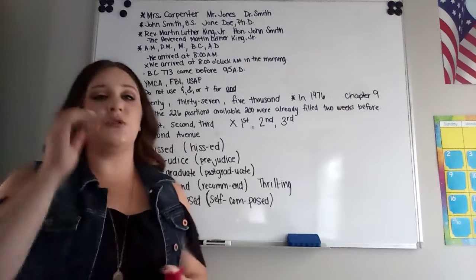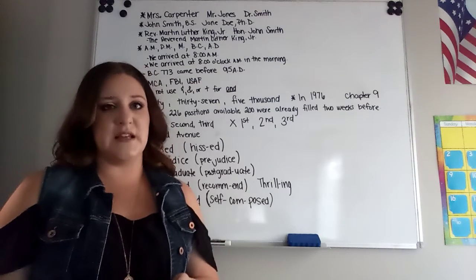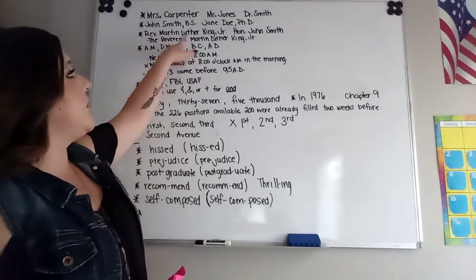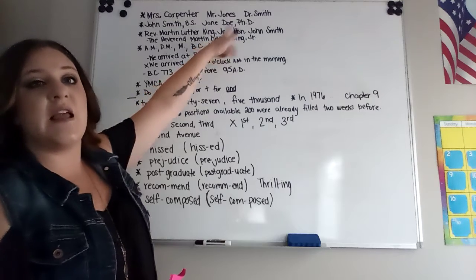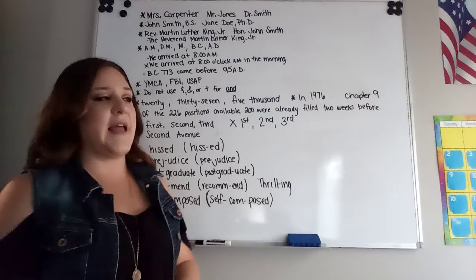Next, let's talk about junior and senior. It is acceptable to abbreviate the words junior and senior as long as you are using their full name. So for instance, Reverend Martin Luther King Jr., again, we're putting a comma after his last name, and we're doing a capital J, lowercase r, and putting the period at the end.